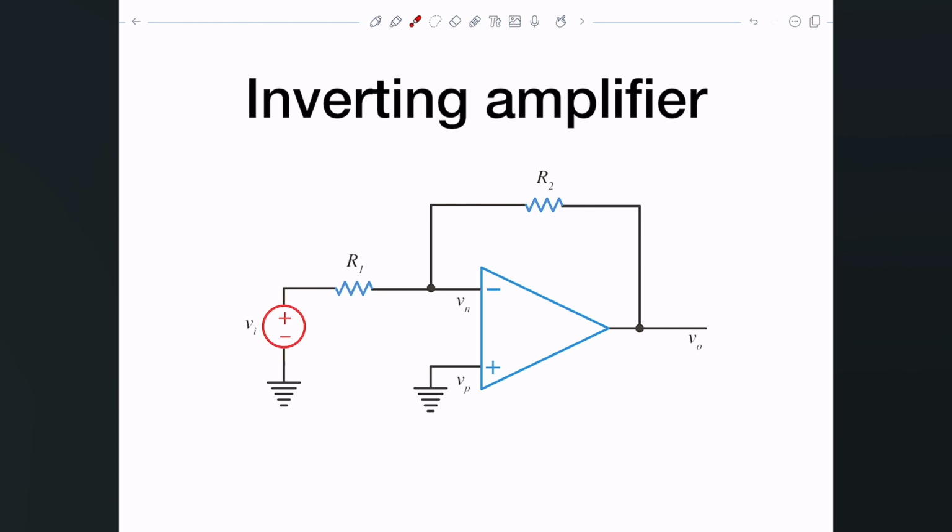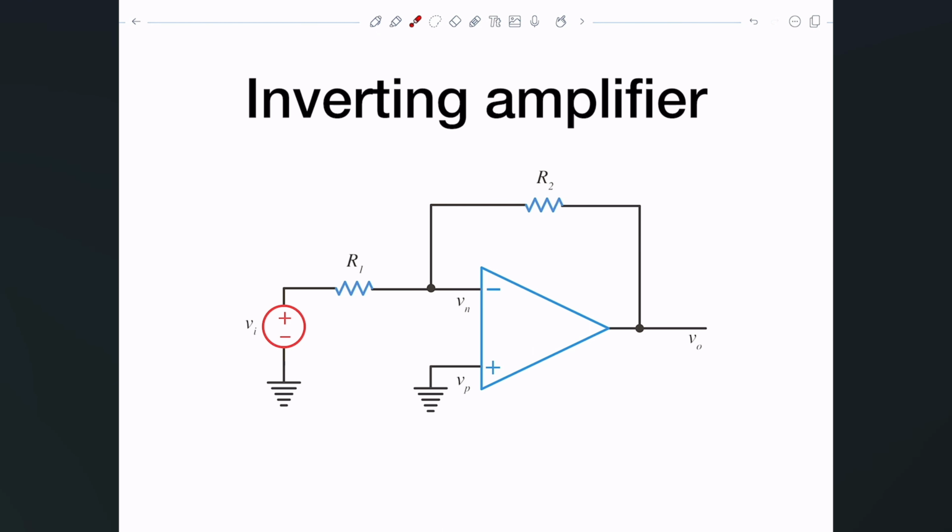And now I'll go through a very popular op-amp configuration, and that's the inverting amplifier. In the inverting amplifier, you will see a source connected through a resistor, and both of them will be connected to the inverting input. And then there's a feedback loop from the output going back through a resistor and going back to the inverting input as well.